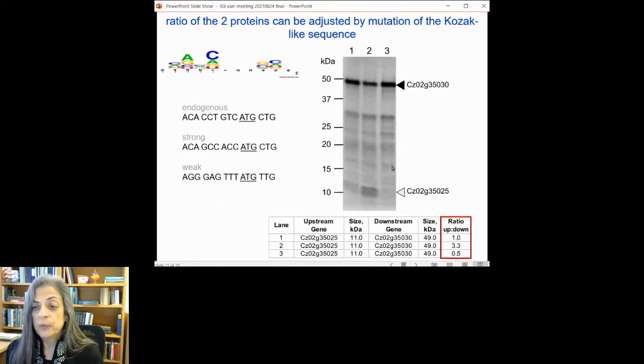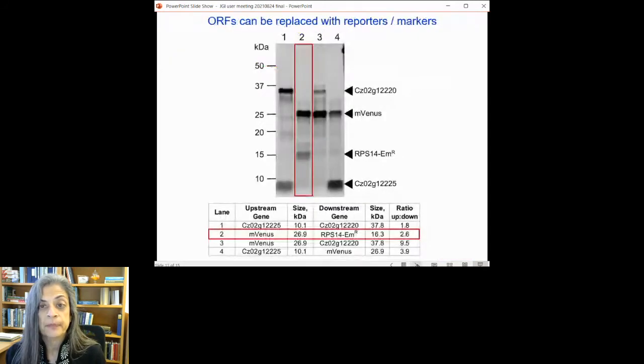So by making such mutations, he could change the ratio of production of the upstream versus the downstream ORF from the starting point, which was a 1-to-1 ratio, to 3-to-1 or 1/2-to-1. So this gave us at least a 6-fold range in terms of the ratio of production of the two open reading frames, which potentially is quite useful in synthetic biology applications.